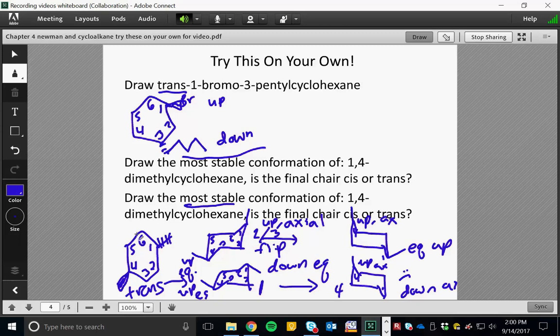We have to be comfortable with taking the flat version of the cyclohexane and putting it into a chair. We use the chair to decide how many axials and equatorials there are to figure out who's the most or least stable. And then we can come back to the flat version to figure out if it was cis or trans in the first place.